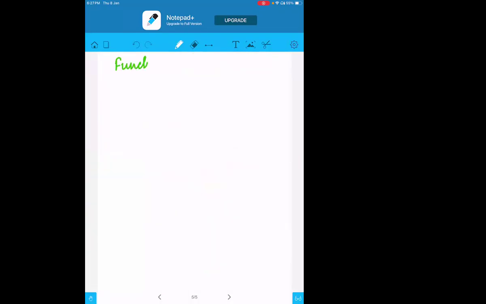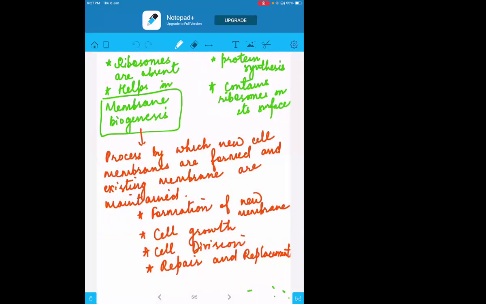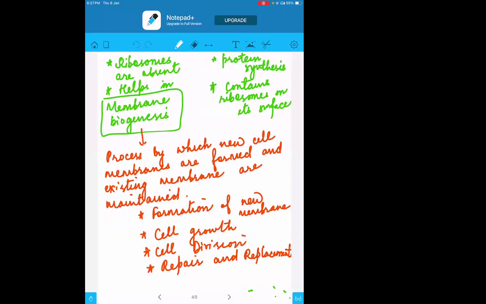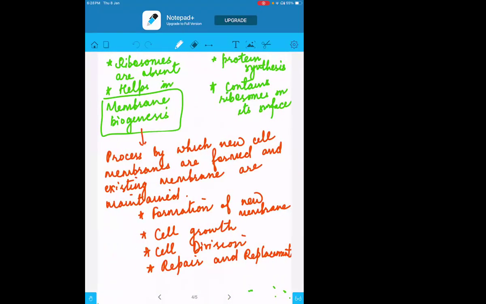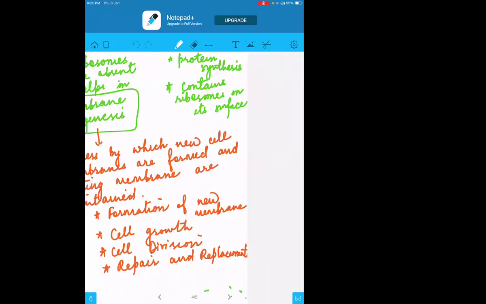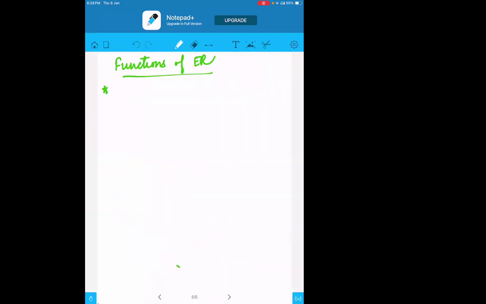Then the next one, functions of ER. Keep in mind, children, these two, the rough and the smooth. The rough is for the formation of the protein, and the smooth one is for the formation of the lipids. So learn the function of it.